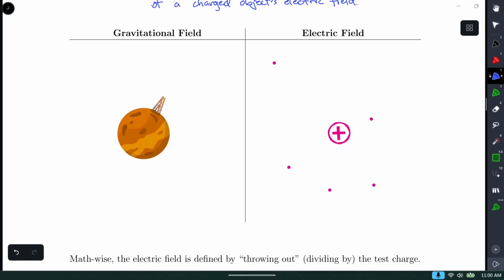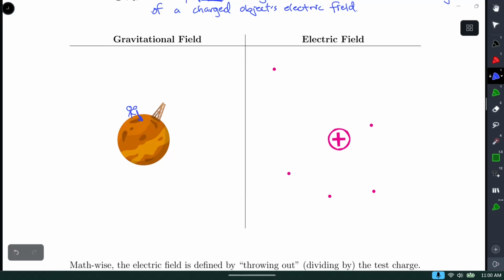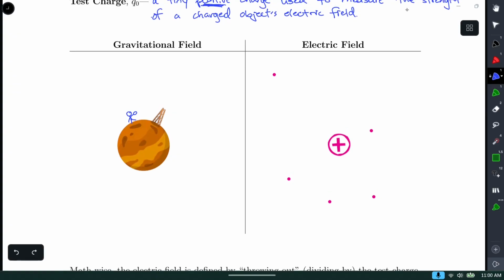Okay, so you go around, pick up a rock, and you may notice that it falls towards the center of the planet. So it falls downward wherever you're standing at some rate. And that tells you something about the force of gravity here.